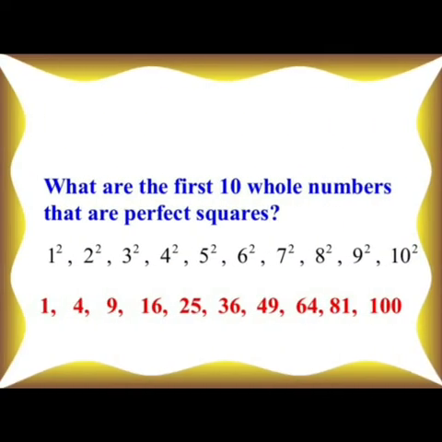Okay, what is the square root? Before that, there are some perfect squares. What are the first 10 whole numbers that are perfect squares? 1 square is 1, 2 square is 4, 3 square is 9, 4 square is 16, 5 square is 25, 6 square is 36, 7 square is 49, 8 square is 64, 9 square is 81, 10 square is 100. So these are all some examples of perfect squares, the first 10 whole numbers.